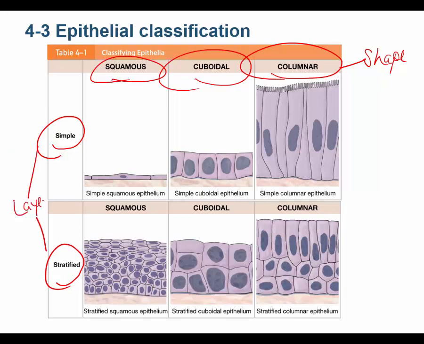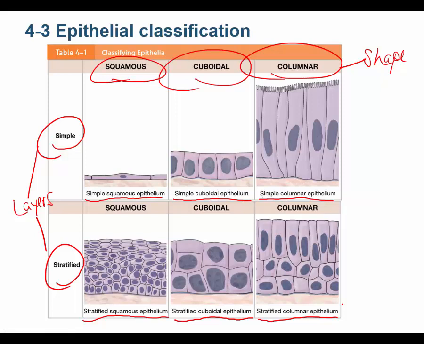Now, having said that, you put these two classification systems together. For example, you could be simple squamous epithelium, which is flat cells of one layer. Or you could be simple cuboidal epithelium, which is cube-shaped cells that have one layer. Or you could be simple columnar epithelium, which is tall cells that are one layer. Or you could be stratified squamous, which is many layers of flat cells. You could be stratified cuboidal, or many layers of cuboidal cells. And you could be stratified columnar, which is many layers of columnar cells.